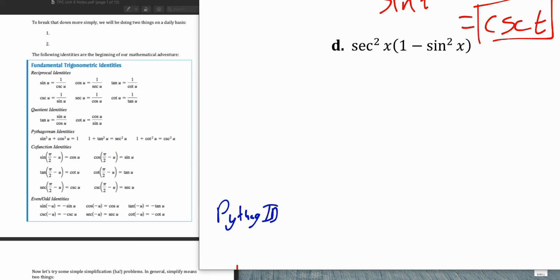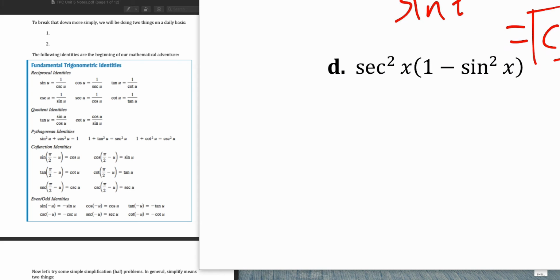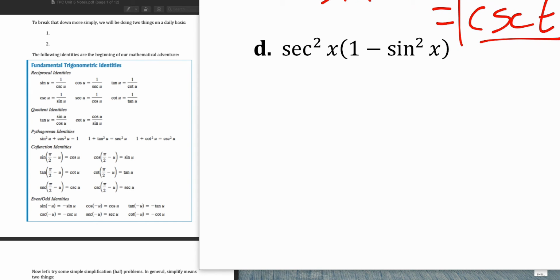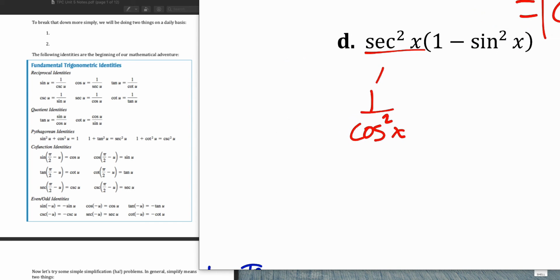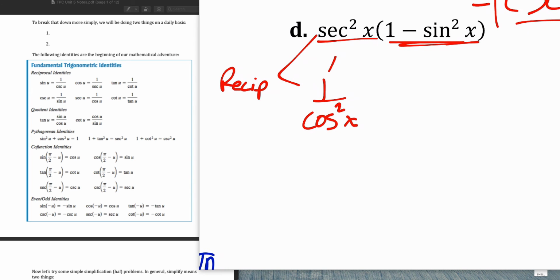For letter D, I'm going to go back to a piece of advice I said on, I believe, letter B. If you can get things in terms of sine and cosine, do it. So for example, secant squared would be the same as 1 over cosine squared of x. That's just a reciprocal identity. Similarly, 1 minus sine squared, we can convert into cosine squared of x. That is using a Pythagorean identity.